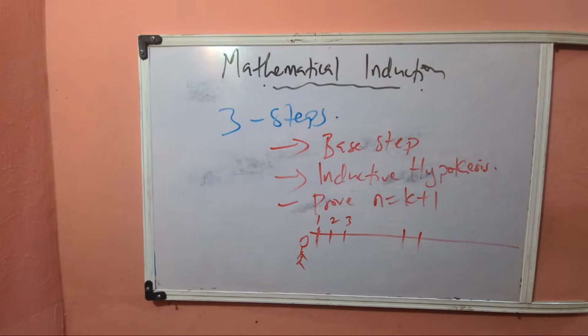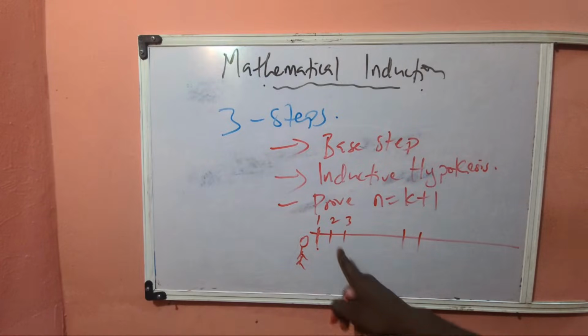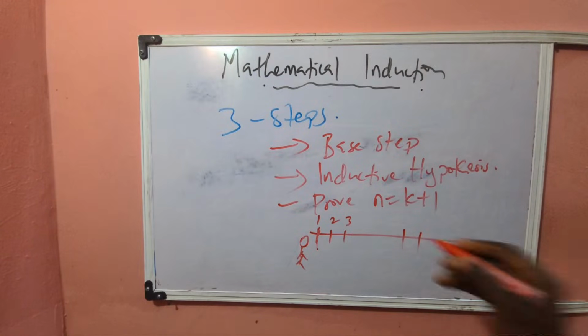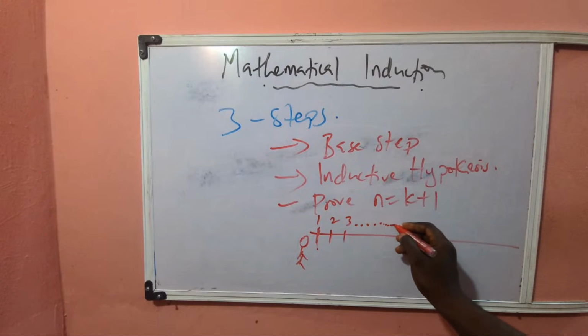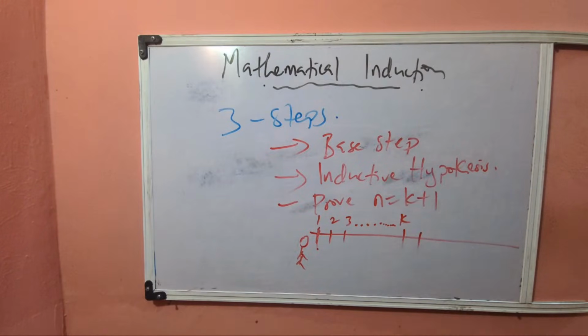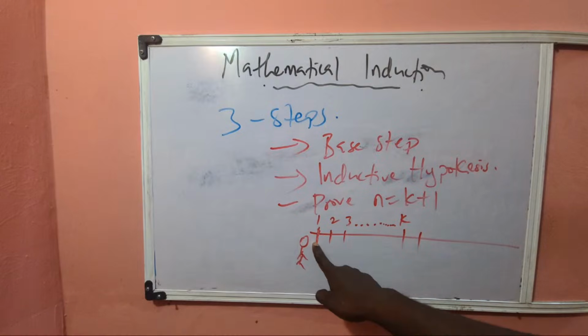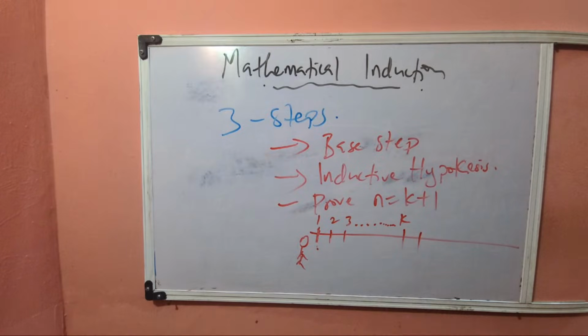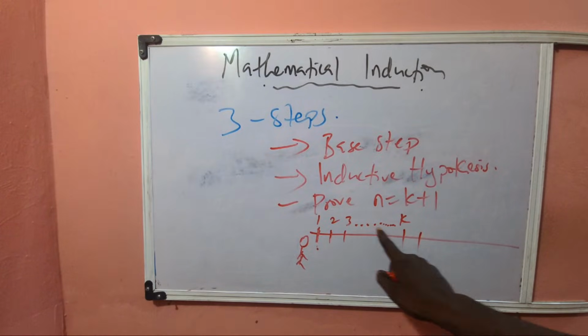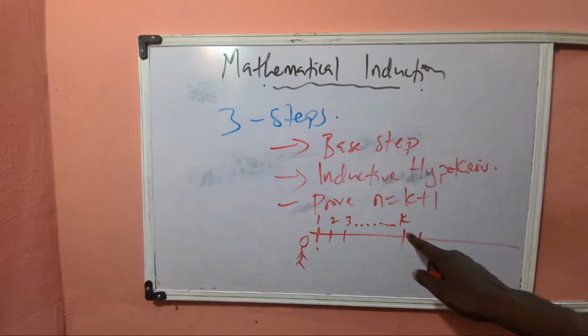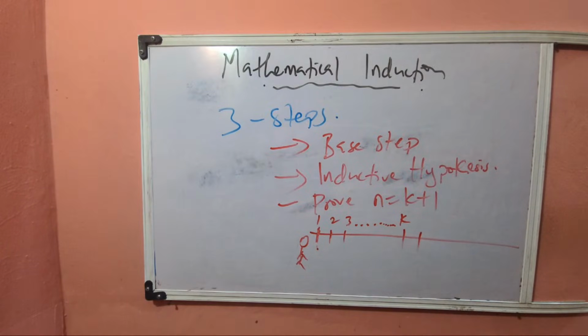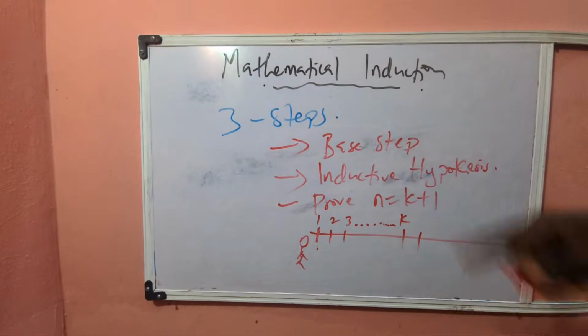Then you go on to say, okay, I stepped on this place, it worked. I stepped on this place, it worked. I stepped here, it worked. Now I can assume that if I keep on stepping till K, I'm sure that it will work also. Because you're already sure that when you stepped on 1, 2, and 3, it worked, you assume that if you keep stepping up until K, it's going to work.